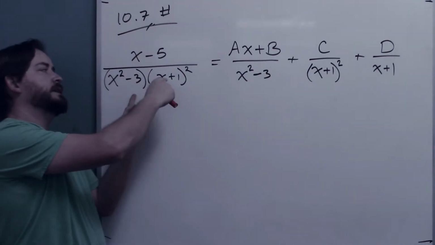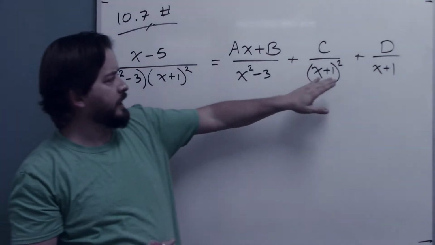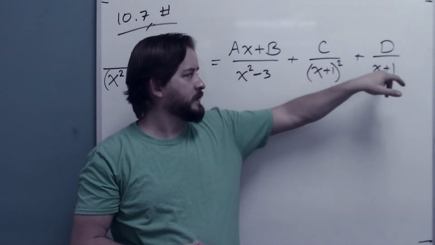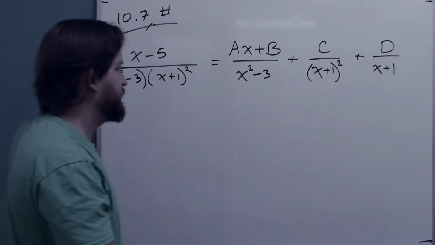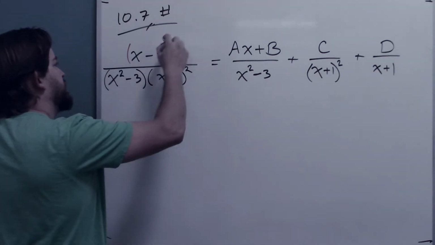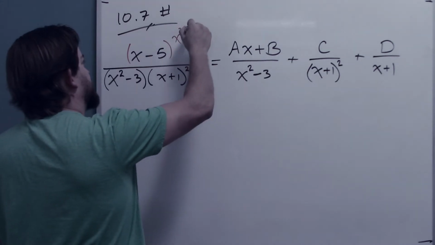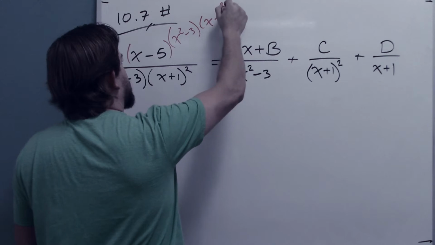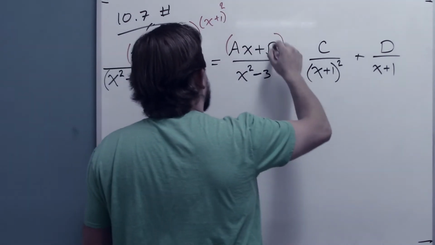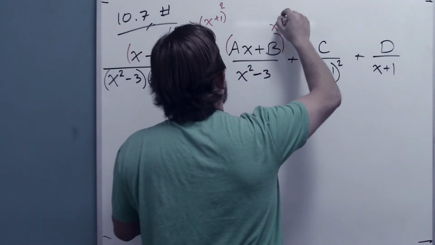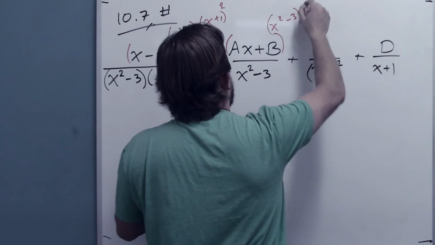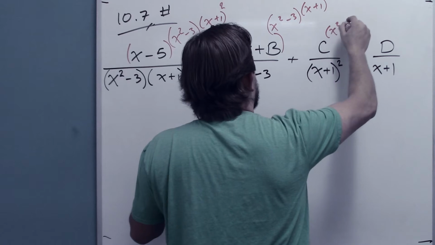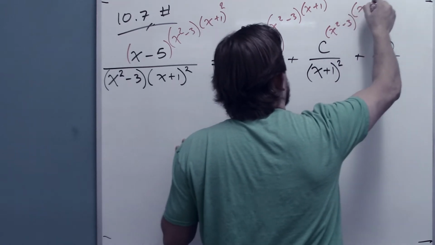x squared minus 3, x plus 1 squared. I don't need an x plus 1 squared and then another x plus 1. That x plus 1 squared is going to handle the x plus 1 over here. And so that's what I do, I multiply everything by x squared minus 3 and by x plus 1 squared. So here, x squared minus 3 multiplied by x plus 1 squared. And here, x squared minus 3, x plus 1 squared.